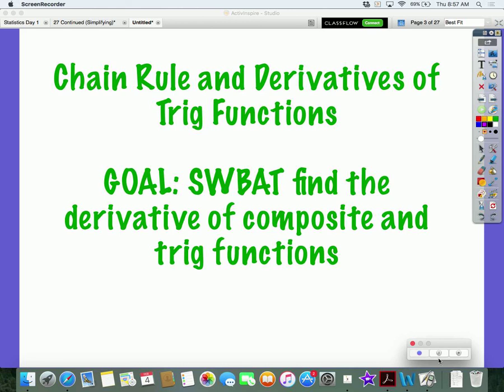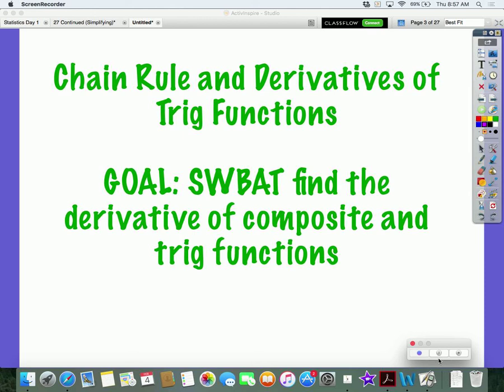Today we're talking about chain rule and derivatives of trig functions. So by the end of the period, you will have all of the different rules to find the derivative of any type of function, whether it is a polynomial function, a trig function, exponential, quadratic, rational, etc. Okay? And the thing with chain rule is that you're basically taking the derivative of composite functions.